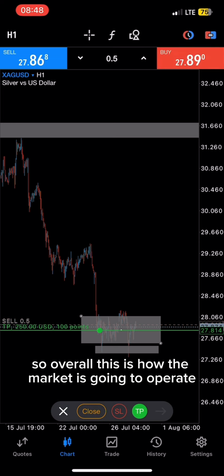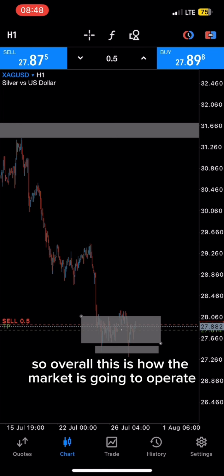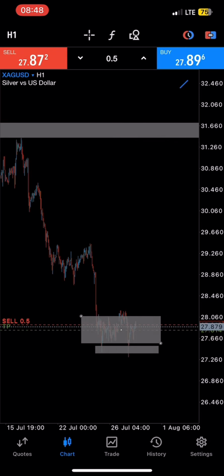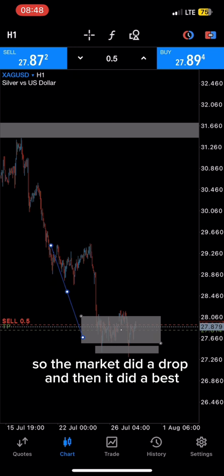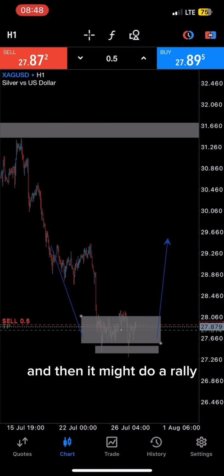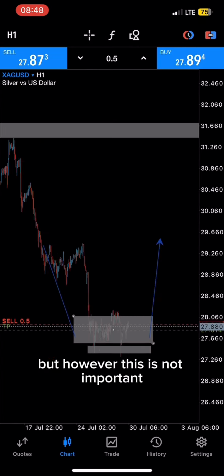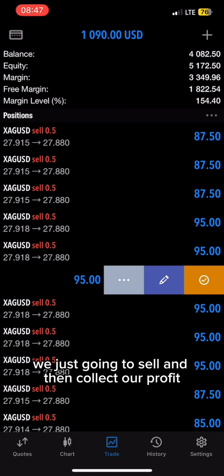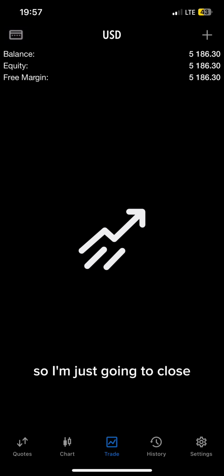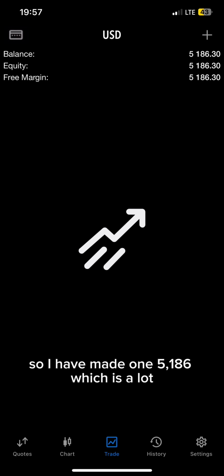So overall, this is how the market is going to operate. It is more like a base. So the market did a drop and then it did a base and then it might do a rally. But however, this is not important. We're just going to sell and then collect our profit and then leave the market. So I'm just going to close. So I have made 5,186, which is a lot.